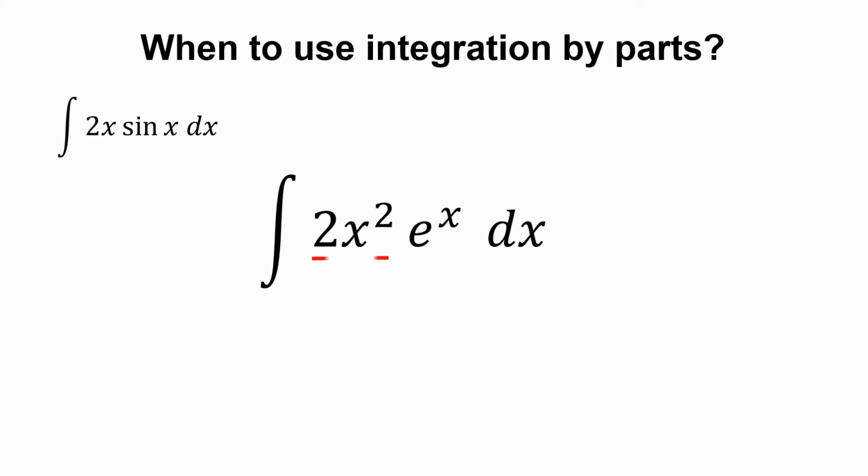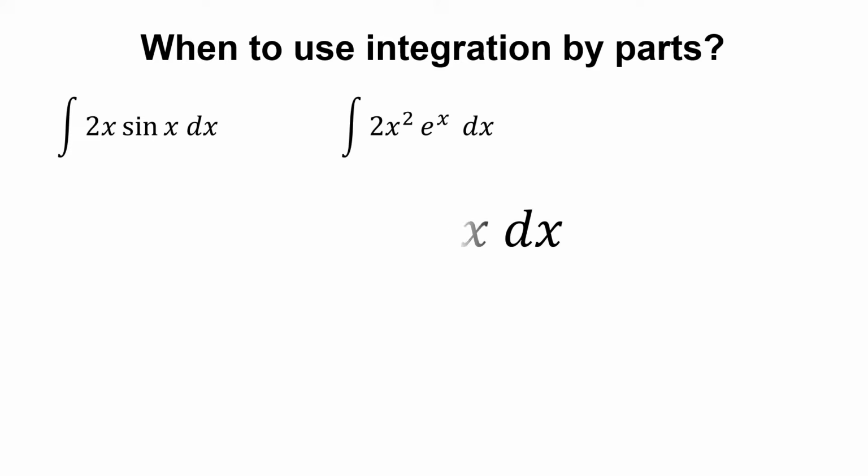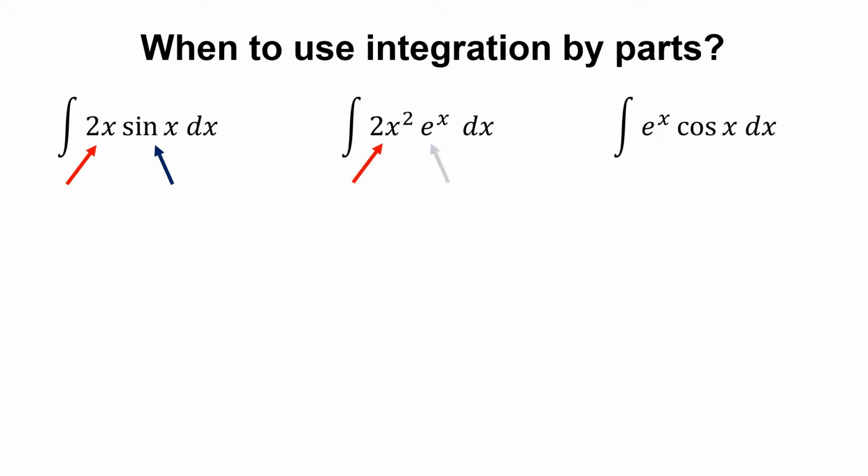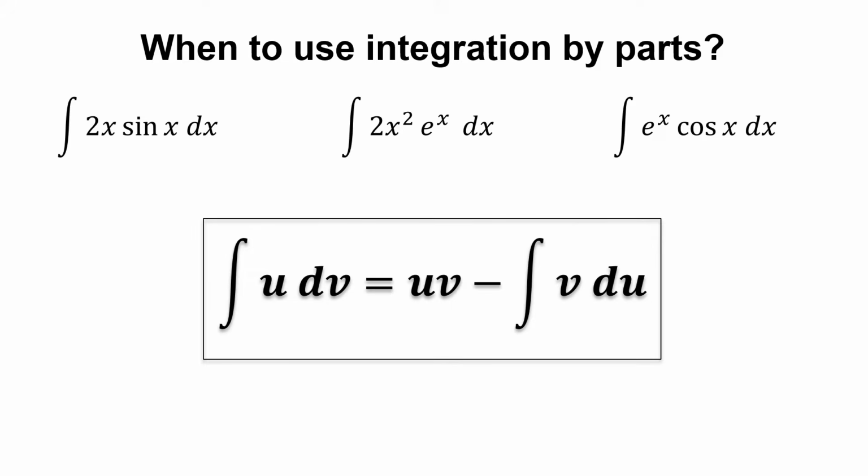In this expression, we have an algebraic and an exponential function. And for this, we have an exponential and a trigonometric function. In these situations, we have 2 different types of functions and it cannot be solved by using the substitution method. Therefore, we have to use integration by parts, and here is the formula of it.